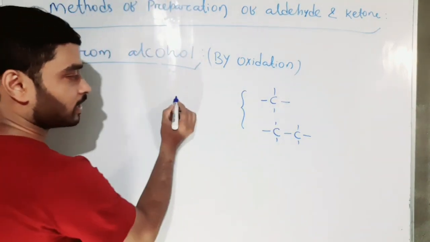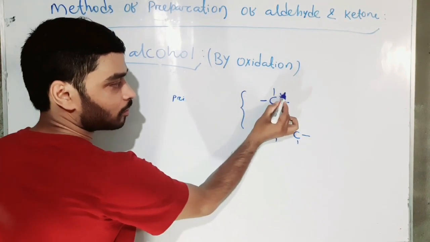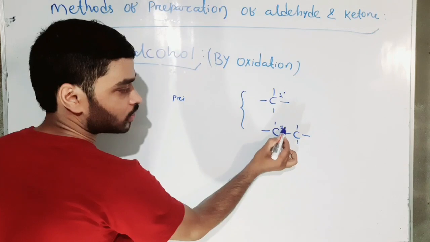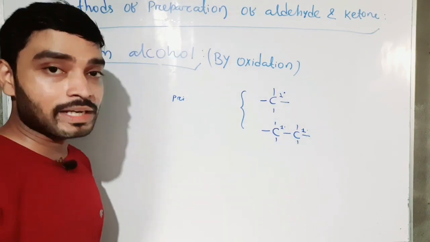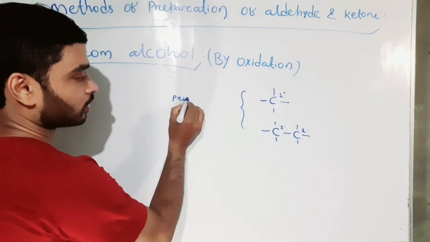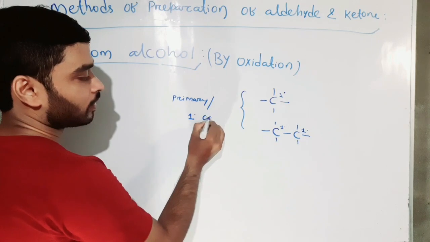That means which carbon is primary? This carbon is a primary carbon or 1-degree carbon. This carbon is also bonded to a single carbon. So these carbons are primary carbon or 1-degree carbon.